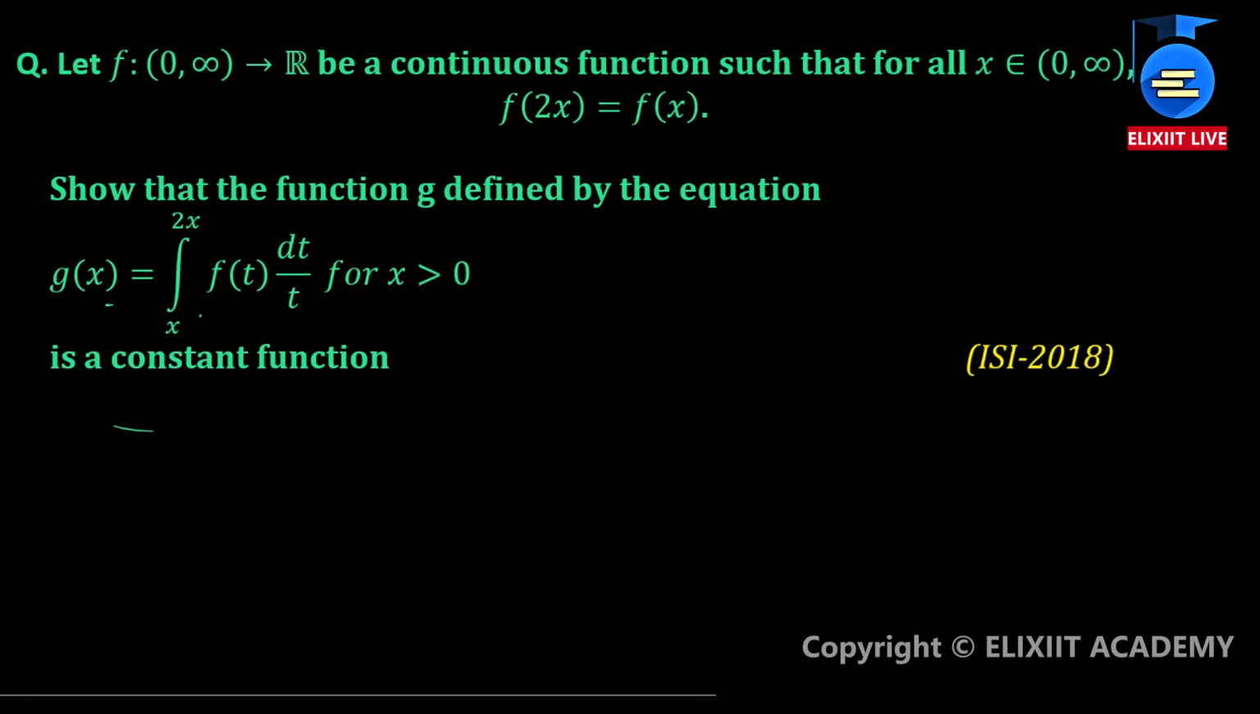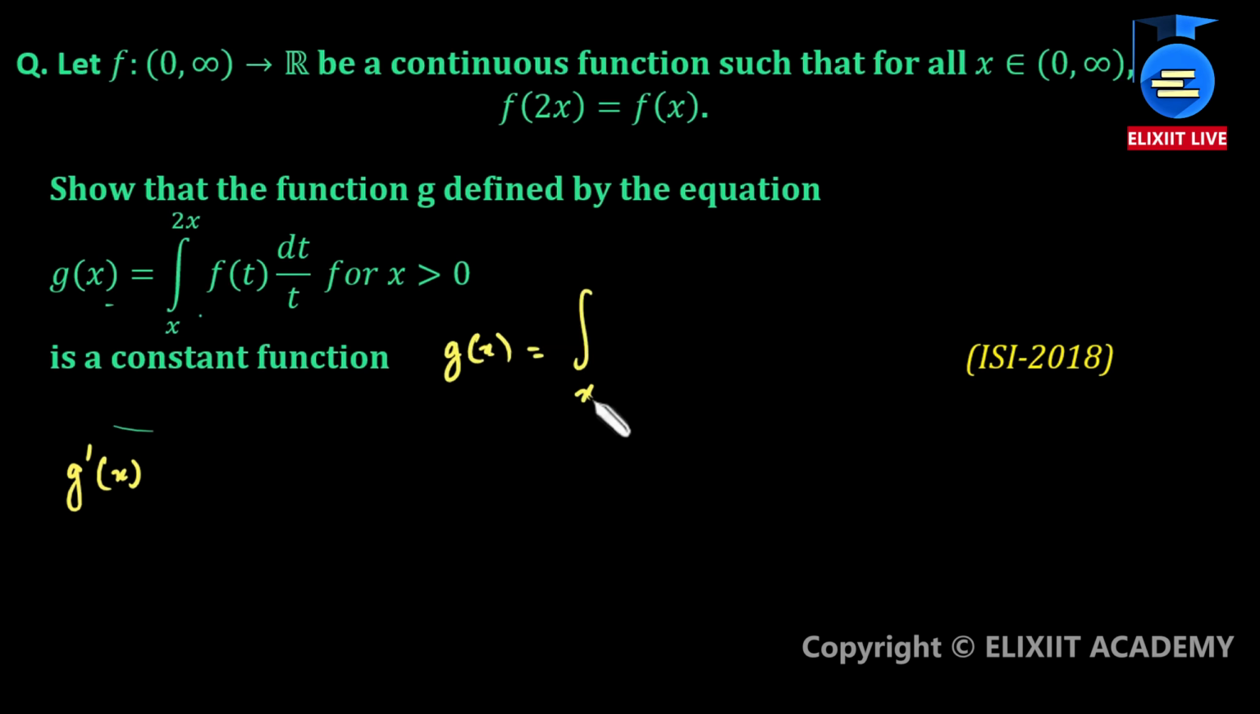Very simple problem. To show the constant function, what we can do is we can show that g dash of x is 0. To show that this is a constant function, show that g dash of x is equal to 0, which will imply that g of x is a constant function. So what I do, I find out g dash of x. What is g dash of x? First of all, g of x is this. You can modify g of x and write it as integration x to 2x of f of t by t dt, where x is greater than 0.